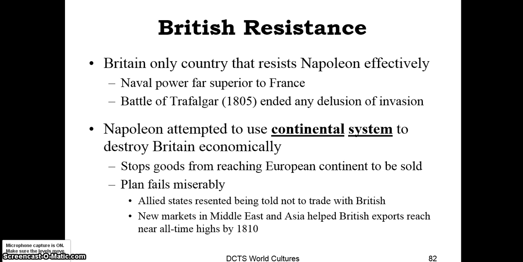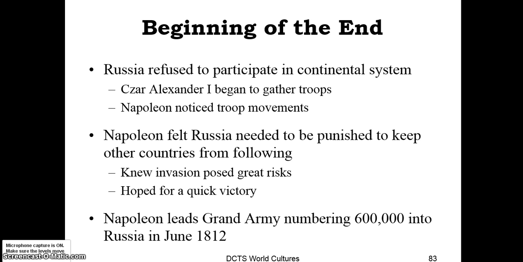So even though Napoleon says Europe can't trade with them, the rest of the world is going to. They're not going to stop just because Napoleon doesn't want them to. The beginning of the end comes when Russia refuses to participate in this continental system. Tsar Alexander I will begin to gather troops, and Napoleon will notice these troop movements. He is going to start becoming spooked.